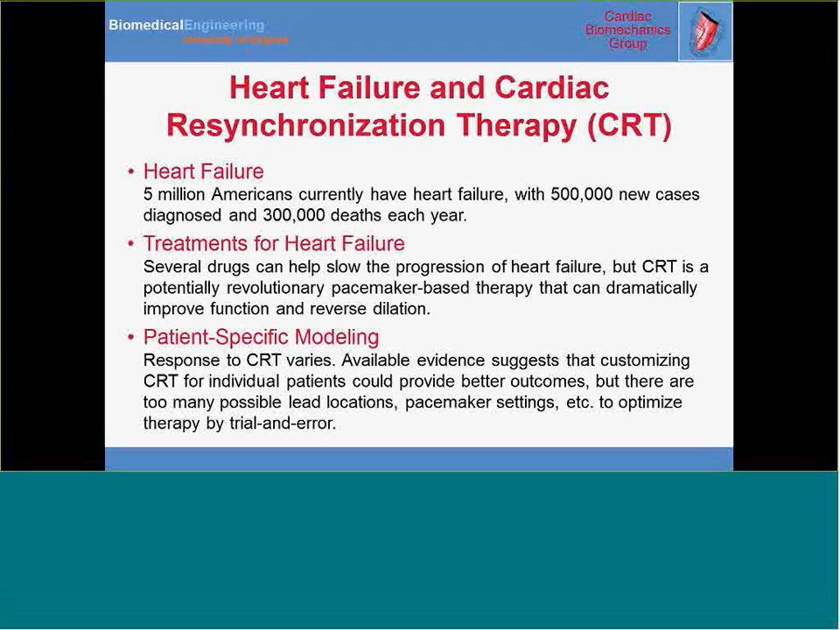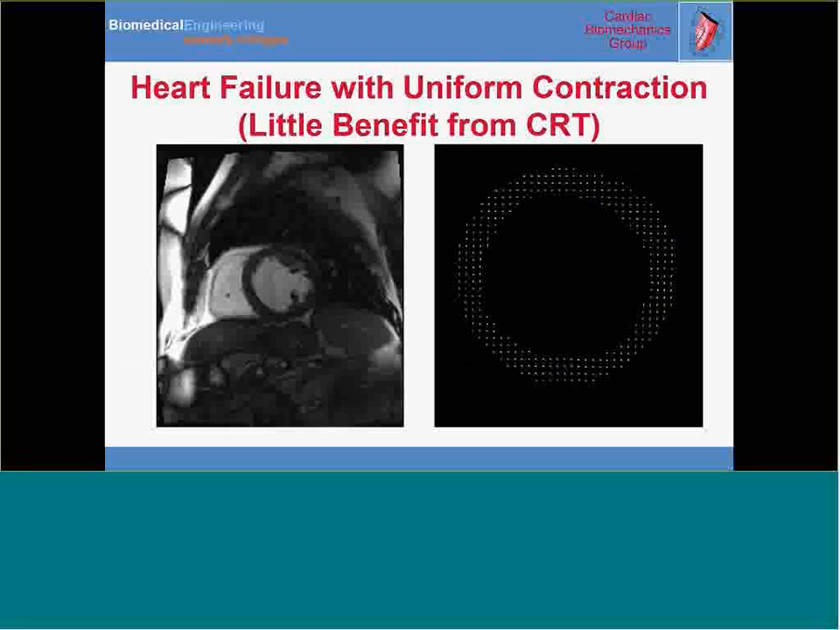However, the reason we think there's an important role for modeling here is that the response to CRT from patient to patient varies a lot. And we have some pretty good circumstantial evidence that if we could customize the CRT better for the individual patients, we could get much better outcomes. But there are just too many possibilities, too many different pacemaker lead locations, too many different settings for the pacemakers for us to do that by trial and error. And so we think that modeling has an important role to play here.